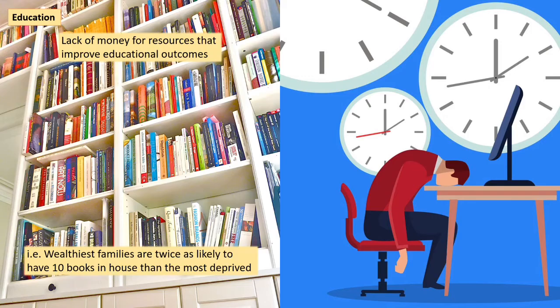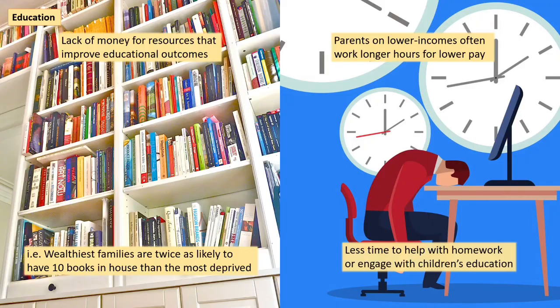It says here the fact is that wealthy families are twice as likely to have 10 books in the house than the most deprived, showing how they're more likely to have the resources to benefit their kids' education. But it's not just money, it's also time. Often poorer families have to work longer hours to make up those incomes, and therefore they don't have the time to engage with homework. They don't have the time to maybe attend parents' evenings, and therefore their child's education can be damaged. Like I said, these are generalizations, but they can impact educational outputs.